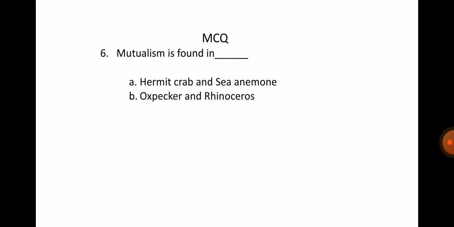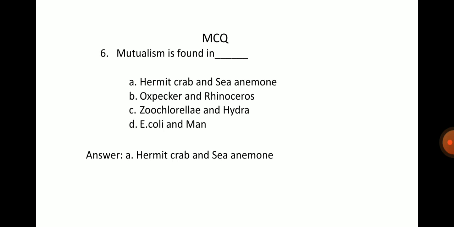Next question. Mutualism is found in dash. A, hermit crab and sea anemone, B, oxpecker and rhinos, C, Zoochlorella and hydra, and D, E. coli and man. So answer is option A, hermit crab and sea anemone.